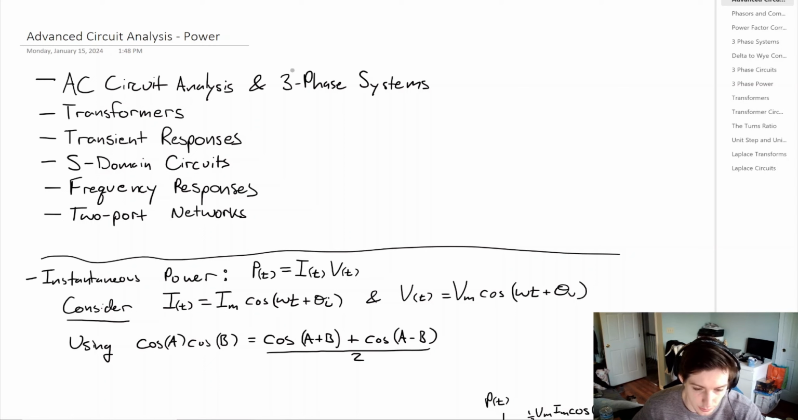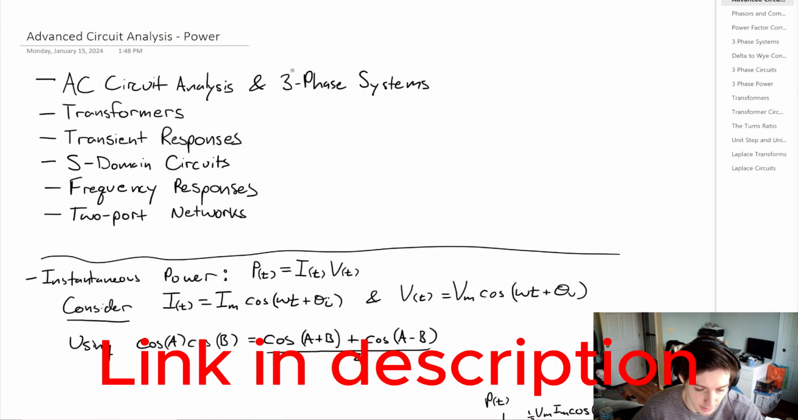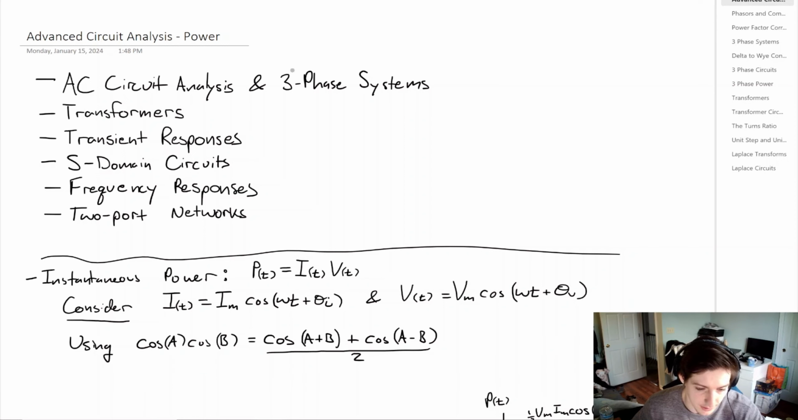In this new course, we're going to look at advanced circuit analysis, which is kind of piggybacking the circuit analysis course that we previously had. The link for that playlist will be in the description. A lot of the techniques used in that course are also used in this course, which is a next level up for more complex systems.